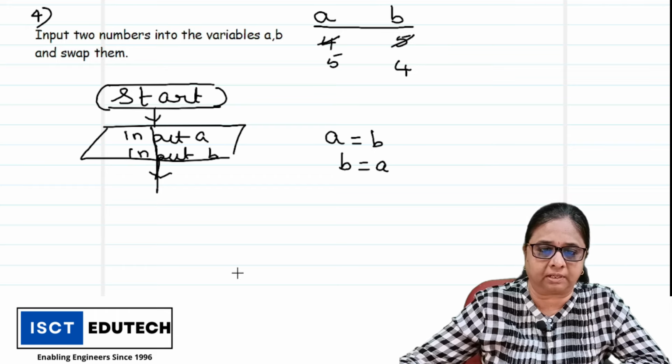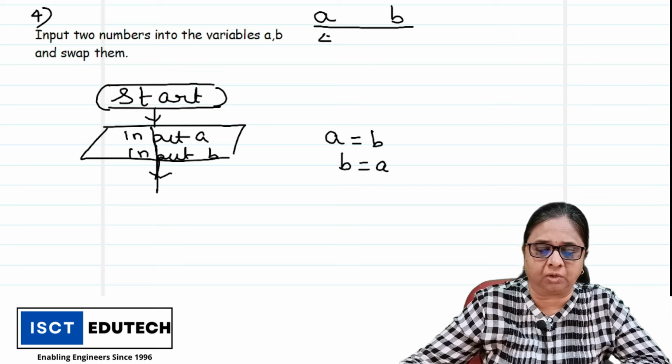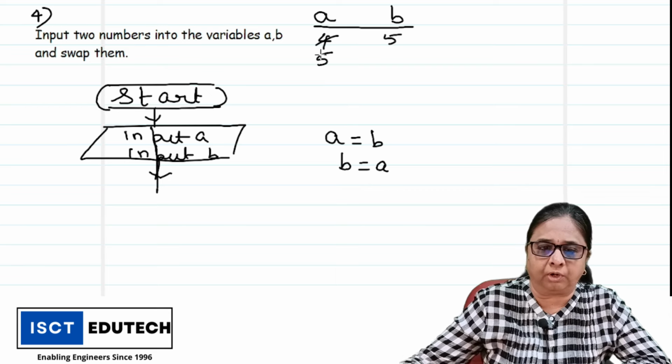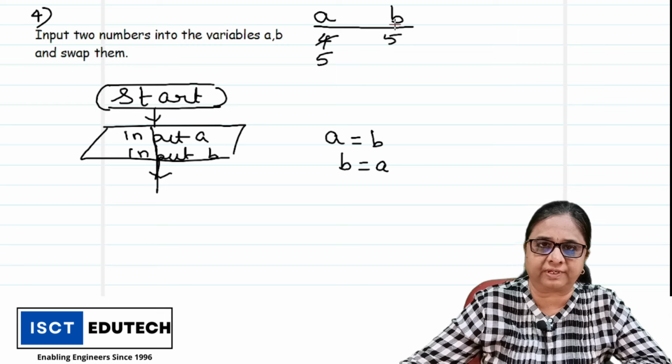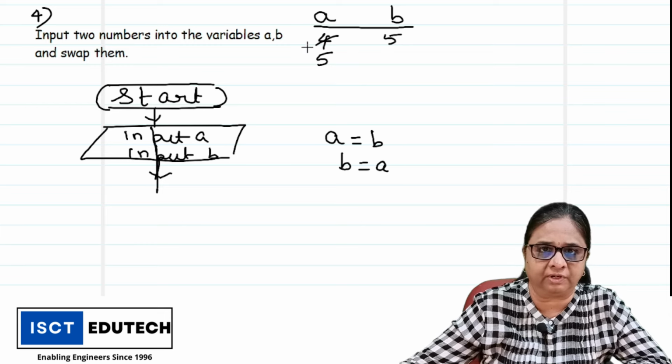So, given numbers are, let's say again same 4 and 5. If I say A is equal to B, A becomes 5. B equal to A. B should take the value of A. What is the value of A now? It is 5. So, where is 4? It is lost. So, this solution will not work. I cannot say A equal to B and B equal to A.